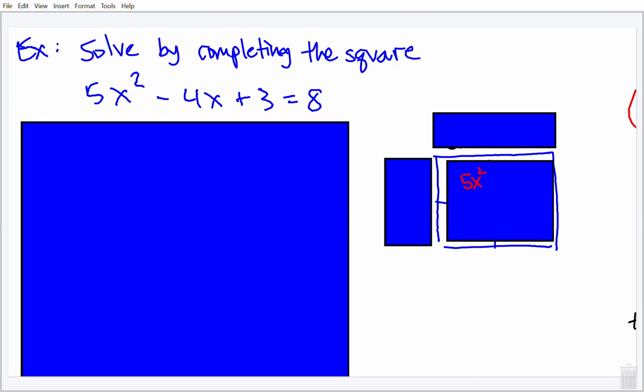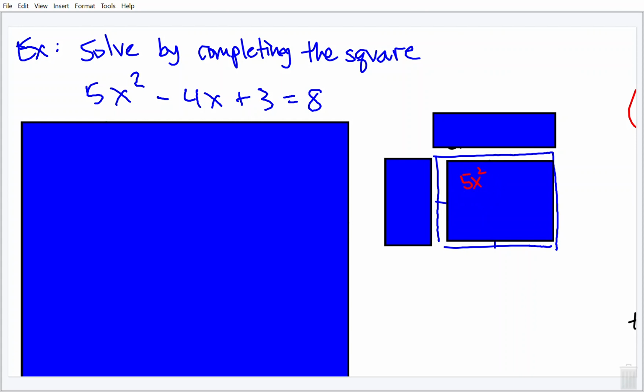In this next example, we'll be solving by completing the square. So we have 5x squared minus 4x plus 3 equals 8. I've already started with the area model, and I went ahead and put in 5x squared, the quadratic term, in the upper left-hand corner.